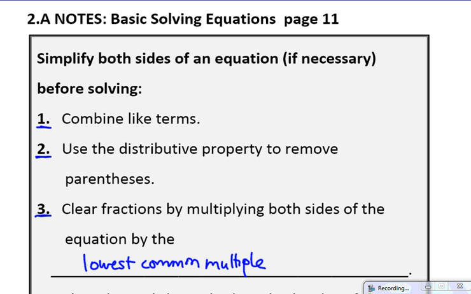So for the numbers 2, 3, and 4, the lowest common multiple is the smallest number that they all three will divide into. 4 won't work, 3 won't go into 4, 8 won't work, 3 won't go into 8, but 12 will. So in this case, the lowest common multiple would be 12.